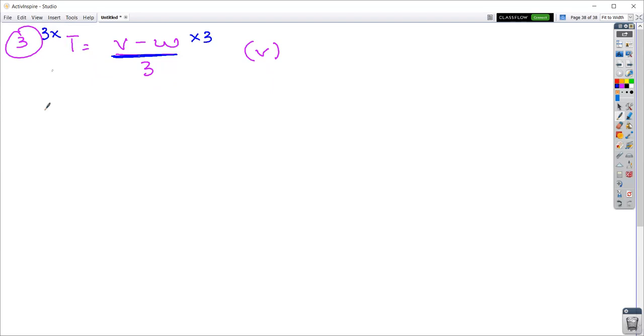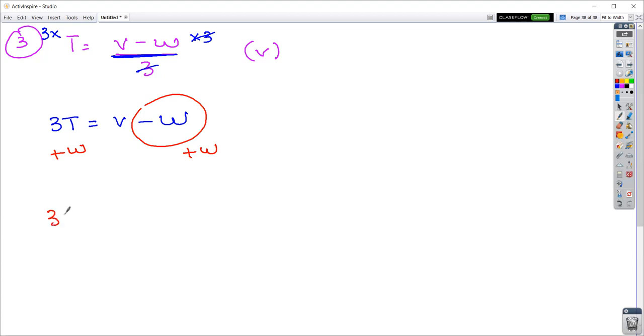So on the left-hand side, you would get 3T. On the right-hand side, because you times and divide by 3, they both simplify each other and you'll just have V minus W. Still, we have got minus W on this side. The inverse of the minus W is plus W. We're going to do the same operation on both the sides. And now we have the left-hand side 3T plus W equals V. If you want your V to be on the left-hand side, it would be the same thing if you write it down as V equals 3T plus W.